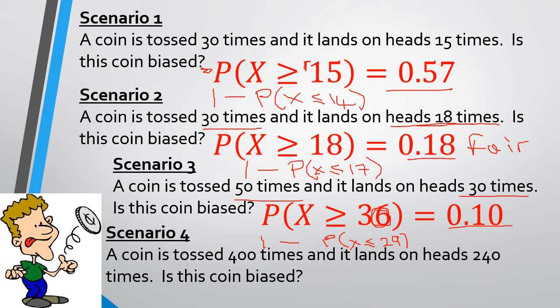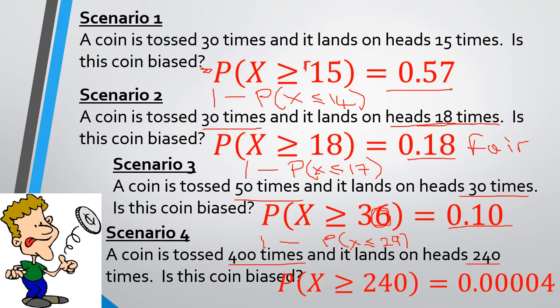Scenario 4, n is 400, p is still a half, still a fair coin, so we were probably going to get 240 heads if the coin is fair. Working that out, you get 0.004%. So, really low chance. Remember, what that's telling you is a really small chance of you getting this sample of 240 heads if the coin is fair. Now, because that was very unlikely to happen, what we say is that the coin is not fair.